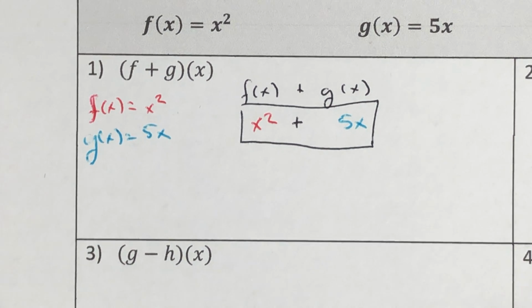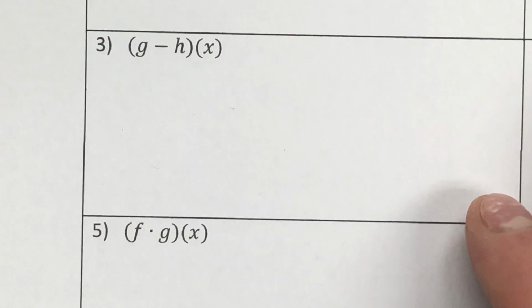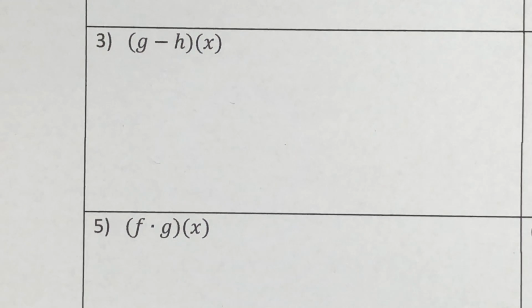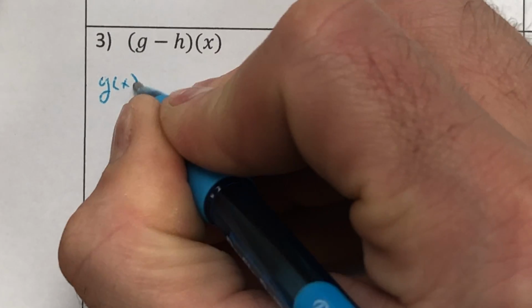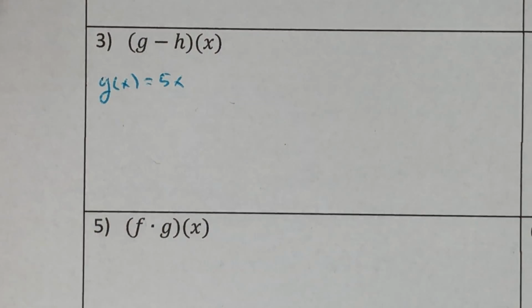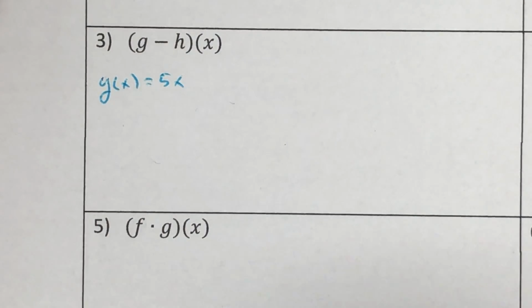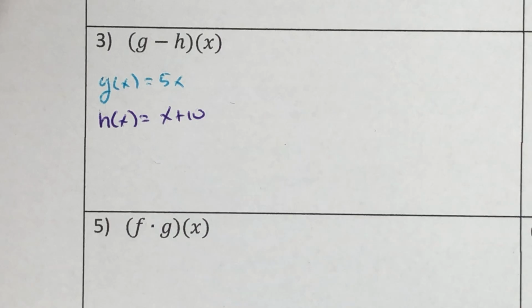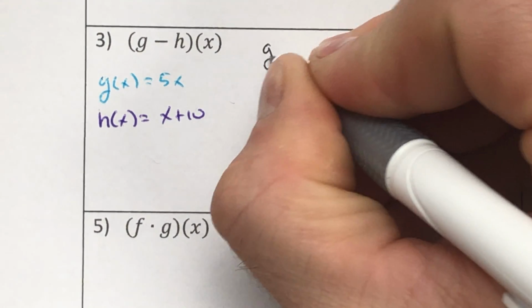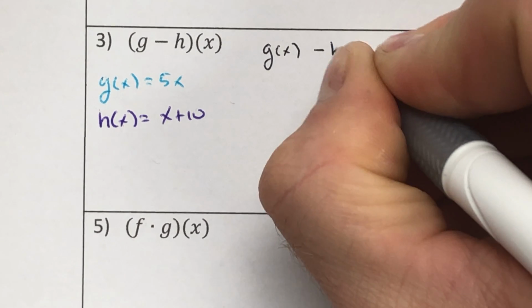So similarly, let's go ahead and check out number 3. This is saying g minus h of x. So the first thing I have to do is define my two functions. My g of x is my 5x. And let's do h of x in purple. H of x is x plus 10. So when I see something like g minus h of x, it's saying take g of x and subtract h of x.